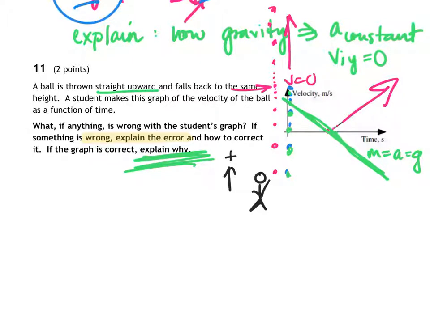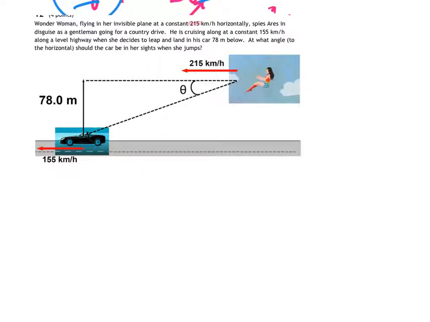If you can't, go back and study your notes. Okay, now for the fun times. Wonder Woman, flying in her invisible plane at a constant 215 kilometers per hour horizontally, spies Ares in disguise as a gentleman going for a country drive. He's cruising along at a constant 155 kilometers per hour along a level highway when she decides to leap and land in his car just a mere 78 meters below. At what angle to the horizontal should the car be in her sights when she decides to jump?